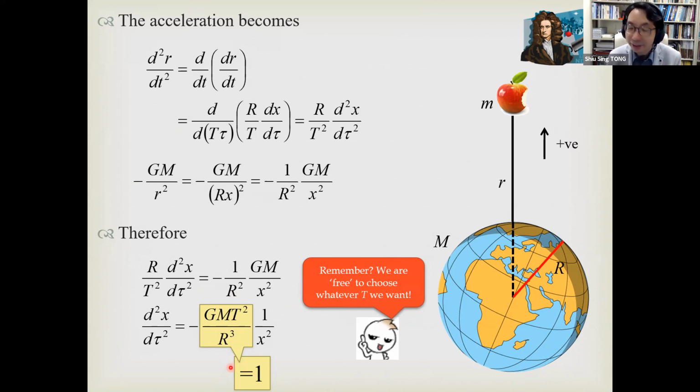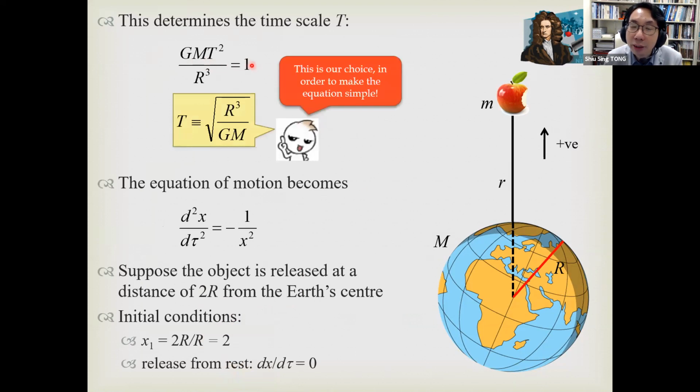And why do we want to do that? Because we want to simplify the equation. If I define it to be unity, then the equation of motion can be simplified like this: d²x/dtau² equals minus 1 over x squared, which is very simple. I get rid of all the constants by defining T to be this quantity. Of course, I can solve for T, and T is just the square root of R cubed over GM. By defining T like this, I get rid of all the ugly constants, and I end up with this very simple differential equation that involves only x and tau, which are the dimensionless variables.